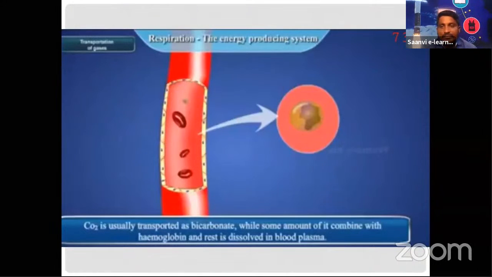See, look at the screen. A beautiful picture on the screen. CO2 is usually transported as bicarbonate, HCO3, while some amount of it is combined with hemoglobin, and the rest is dissolved in the blood plasma.